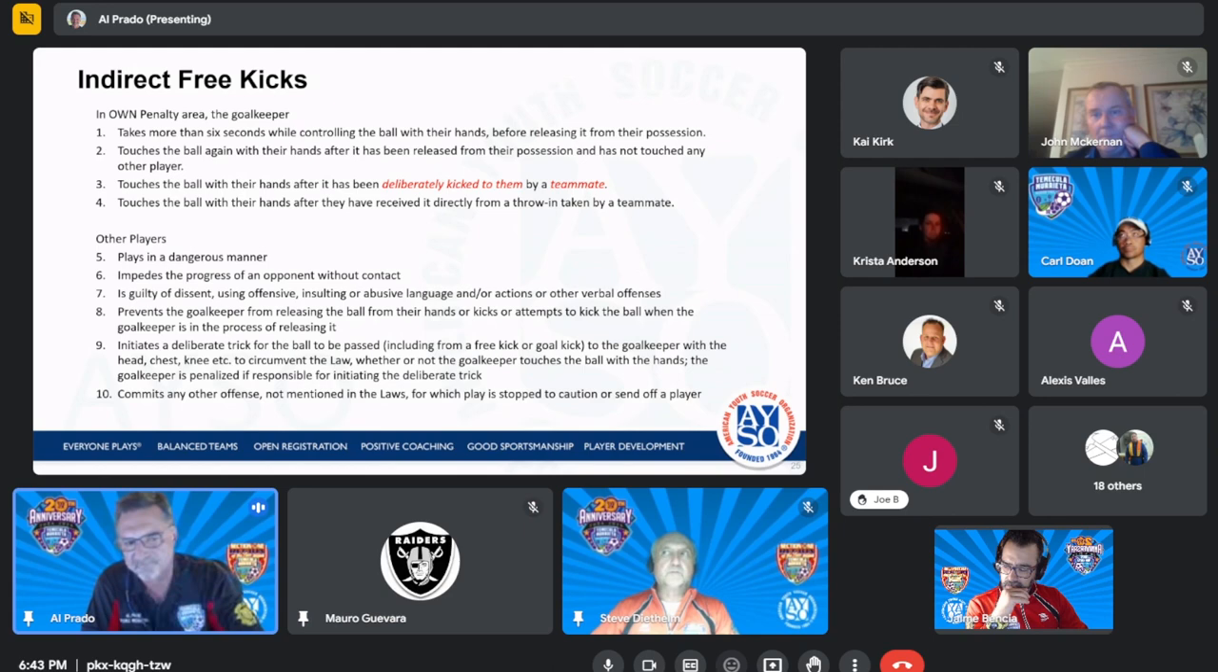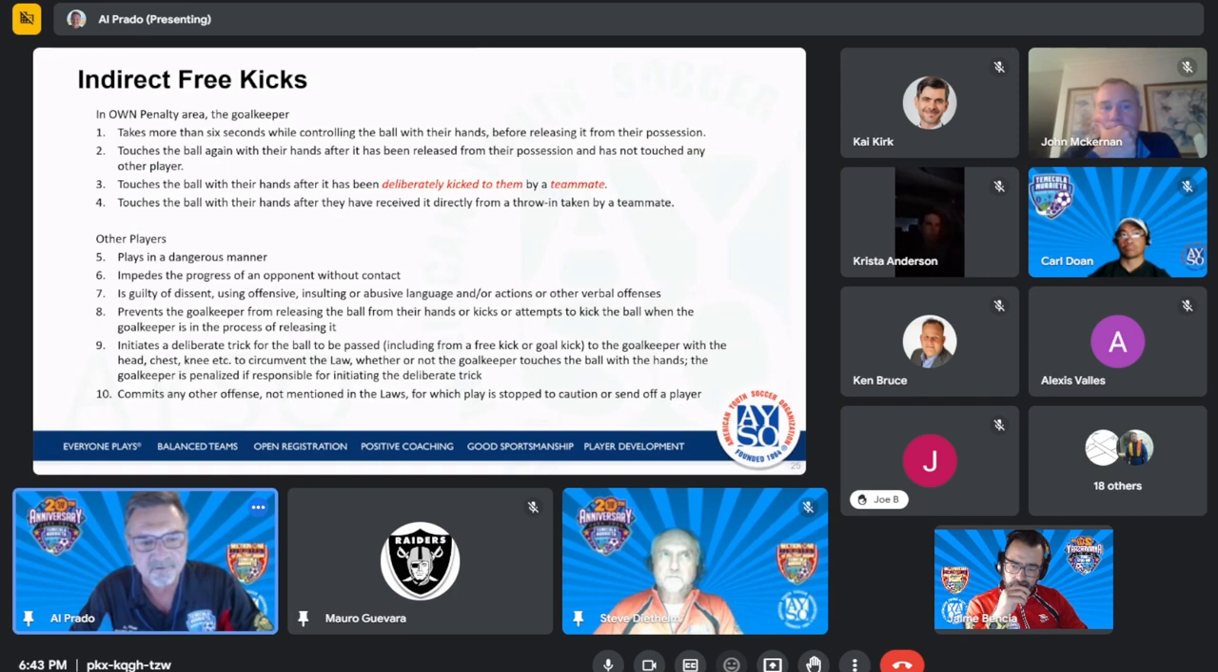Number 9 is a deliberate kick trick. You're not going to see this much in 10s and 12s, but they're trying to skirt around some of the issues. For example, you can't pass the ball back directly to the keeper, and you can't do anything to trick that. You can head the ball, you can knee the ball, but you can't flip the ball up to yourself and then head it to the keeper. Again, it's not going to happen for us at 10s and 12s.